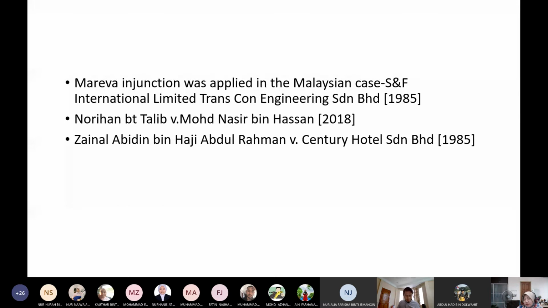Okay, so we looked at Lord Denning's judgment just now. Based on the principle from the Mareva case, this Mareva injunction was applied in the Malaysian case of SNF International Transcon Engineering Sdn Bhd, Norihan binti Taleh and Muhammad Nasir bin Hassan 2018, and Zainal Abidin bin Haji Abdul Rahman and Sadri Hotel Sdn Bhd 1985. Okay, that is how our Malaysian court applied the Mareva injunction in Malaysia.